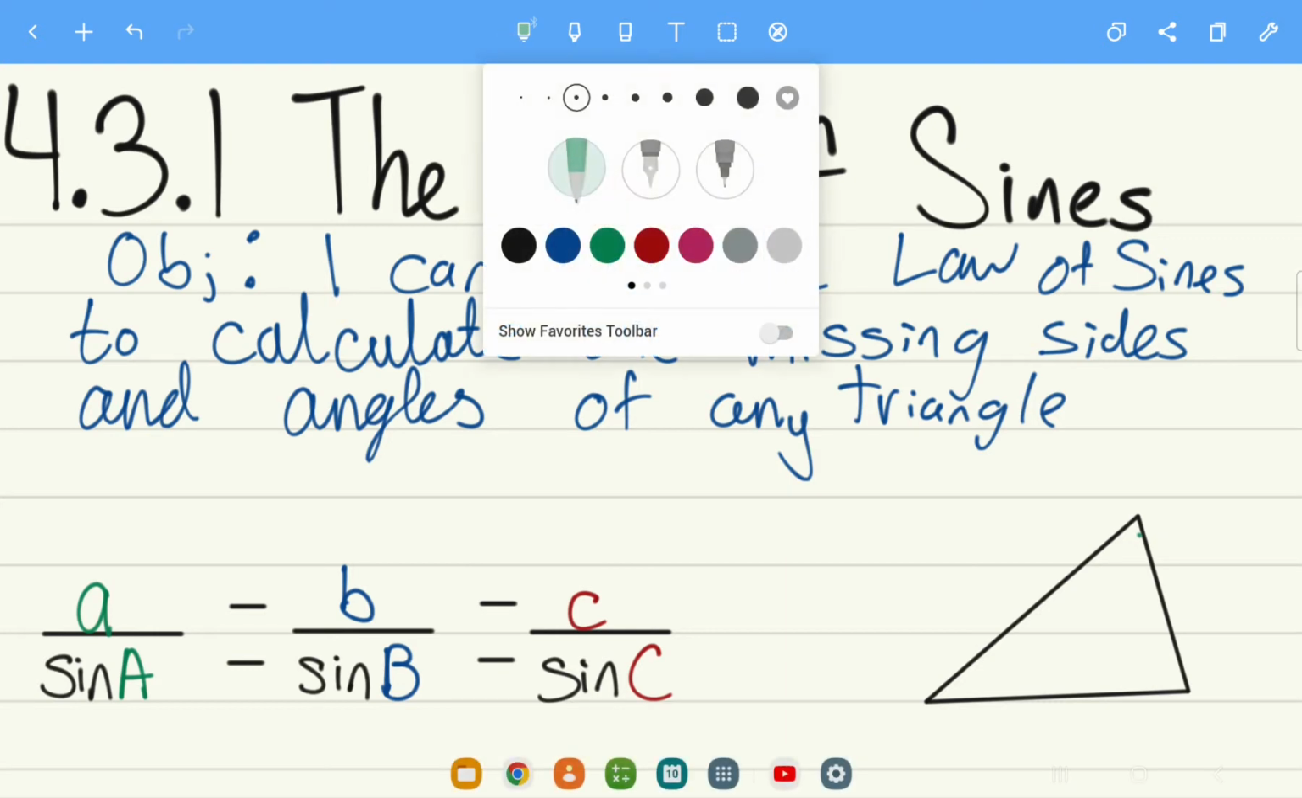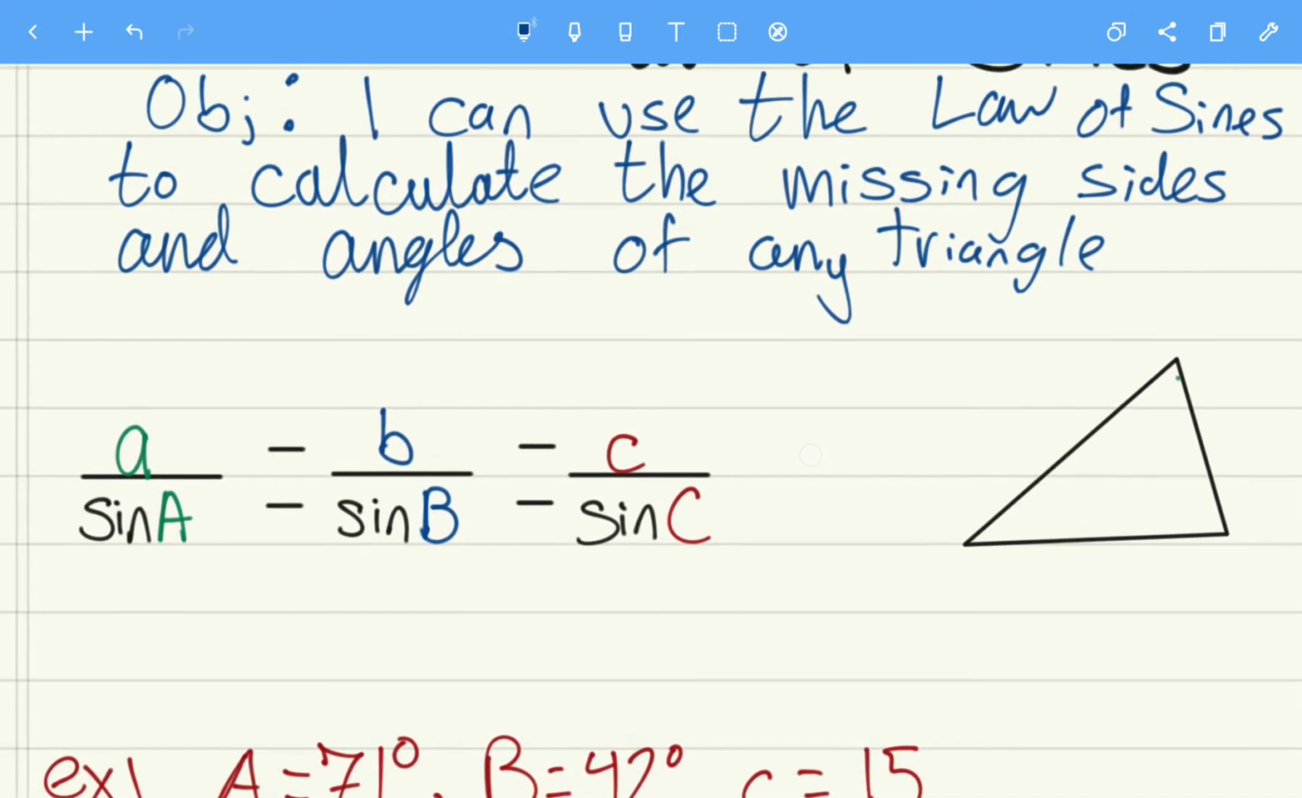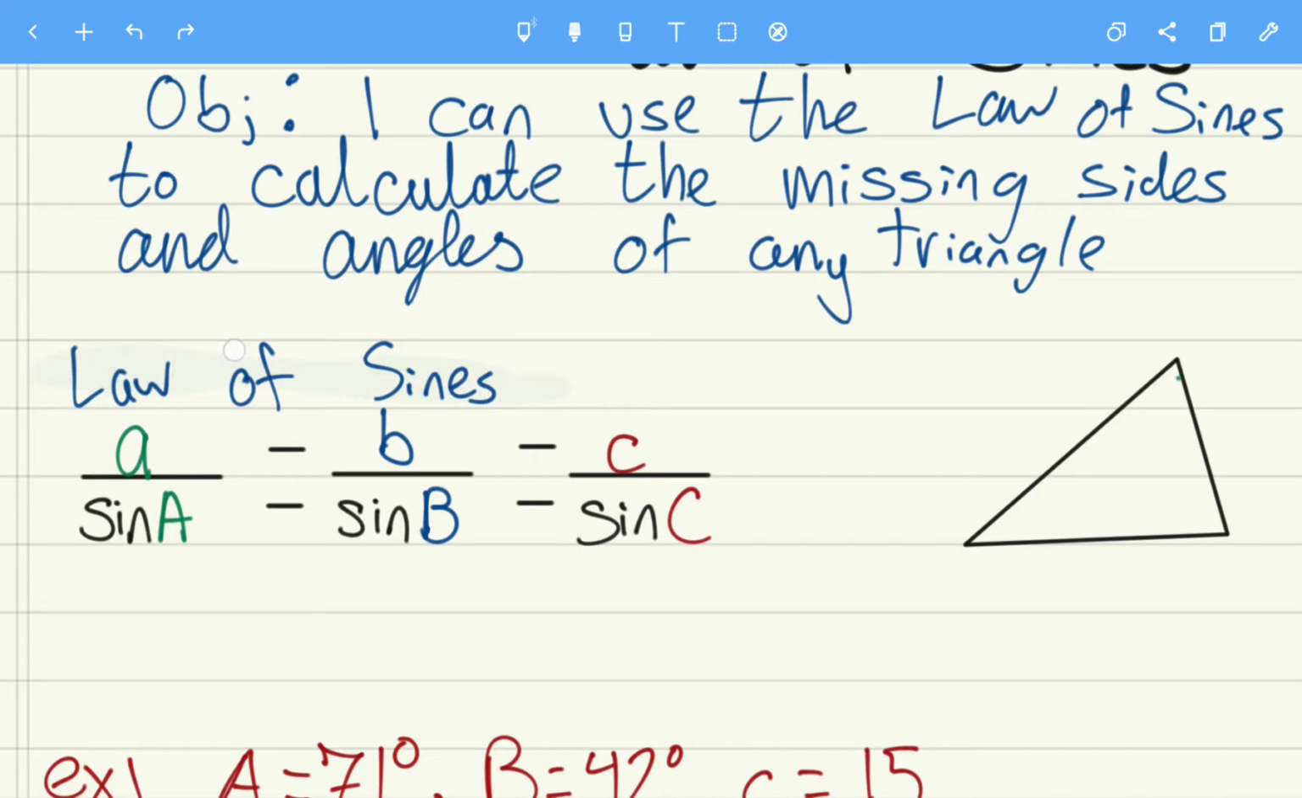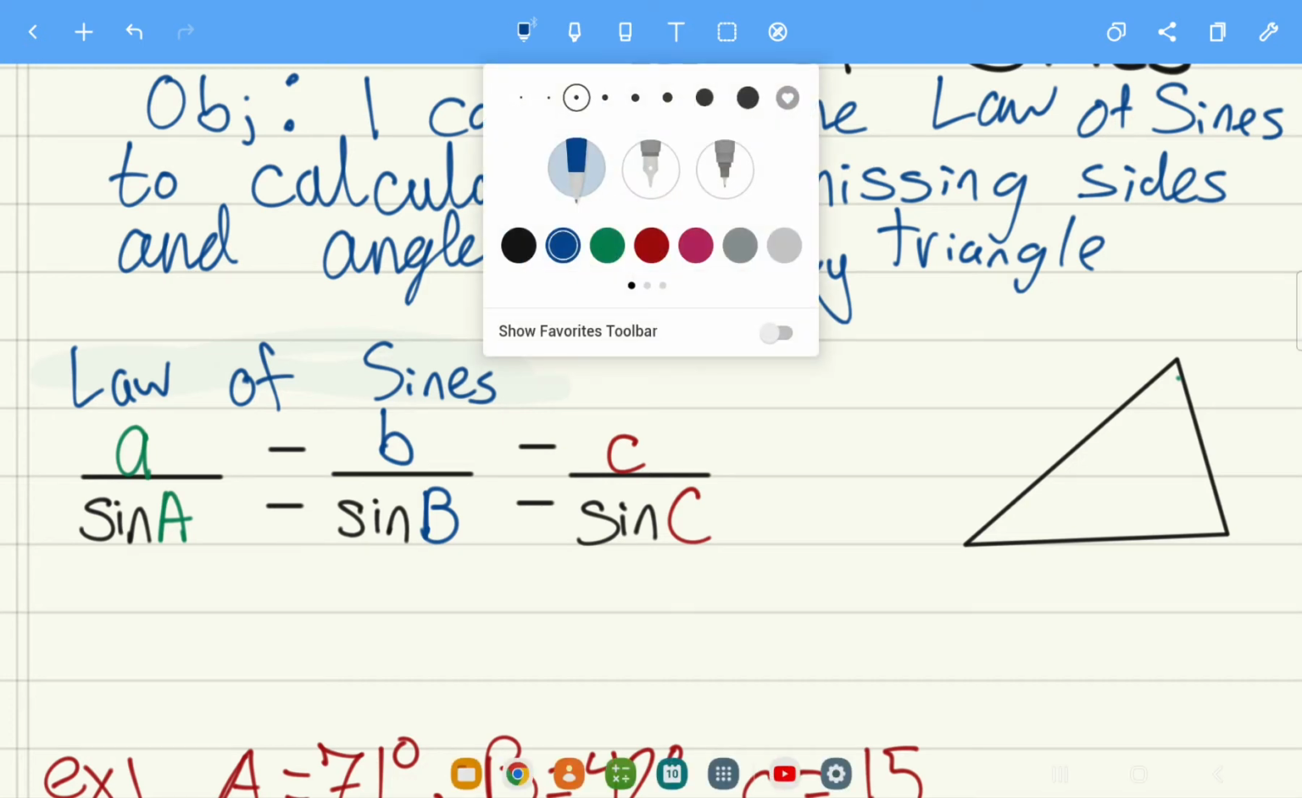So let's take a look at our formula right here. This is what we call the law of sines, which is really the ratios of any side to its corresponding angle is equal to the other ratios of sides to their angles. So how do we figure out our corresponding angles? Well, let's take a look at this triangle right here.